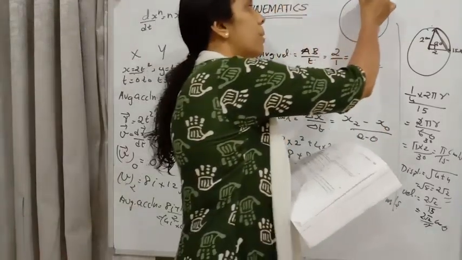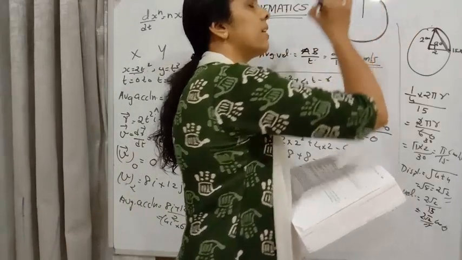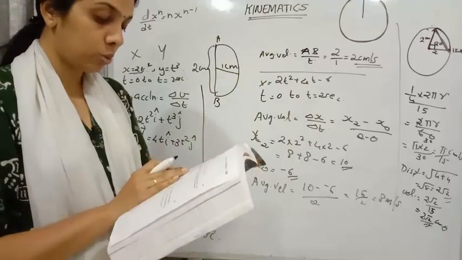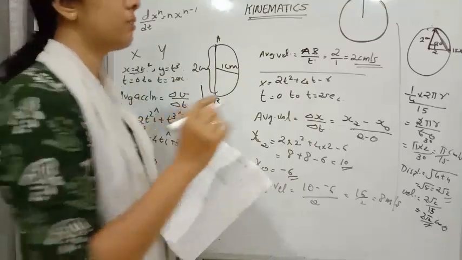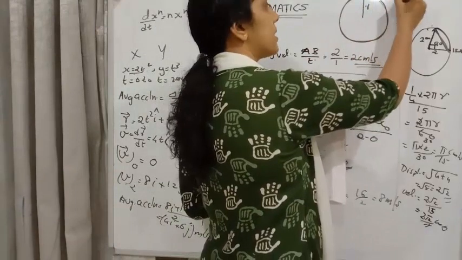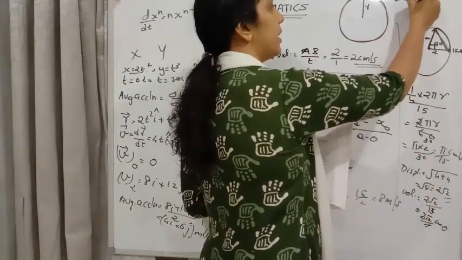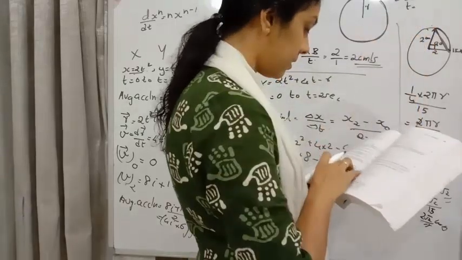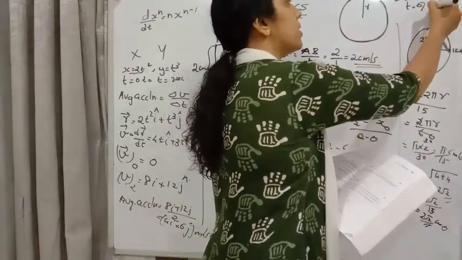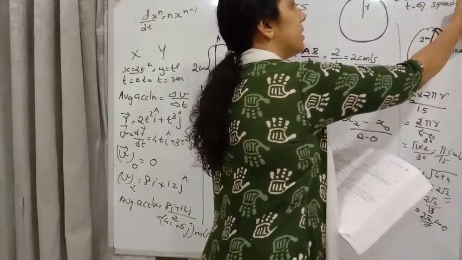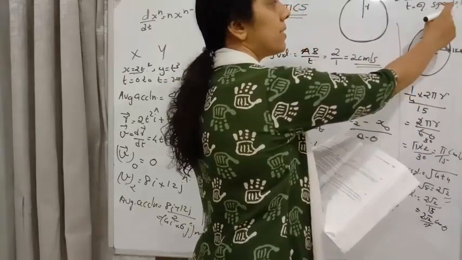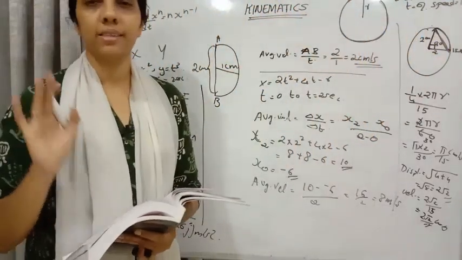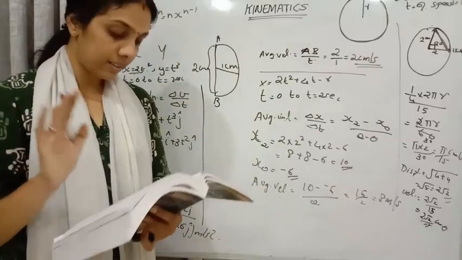So in one circular path, how much distance will it be covering? Distance covered will be equal to 2 pi r. You can find it using the formula 2 pi r, where r is given. Speed is 1 centimeter per second, and speed equals distance traveled divided by time. So time can be found out, right? This is an easy one.